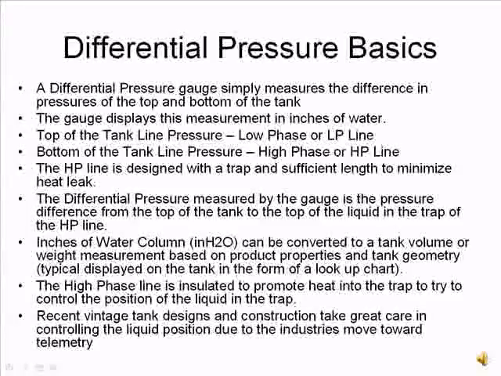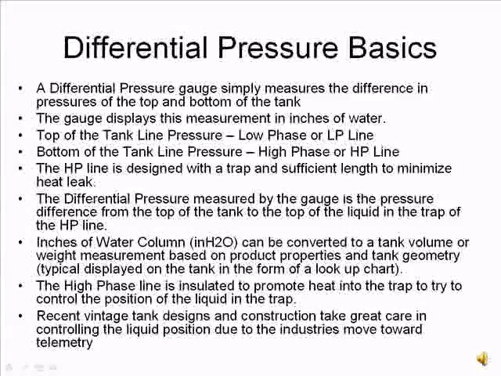The differential pressure measured by the gauge is the pressure difference from the top of the tank to the top of the liquid in the trap of the HP line. Inches of water column can be converted to tank volume or weight measurement based on product properties and tank geometry. It is typically displayed on the tank in the form of a lookup chart.